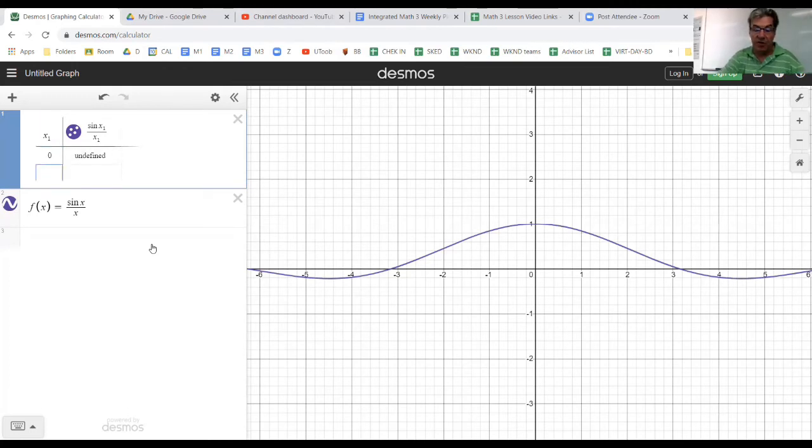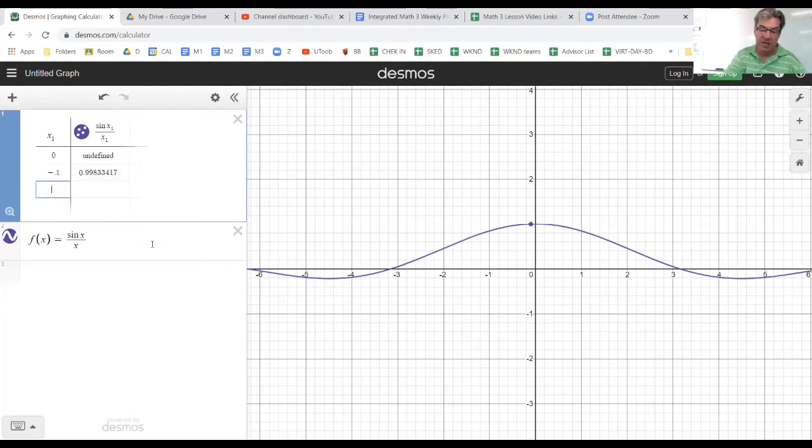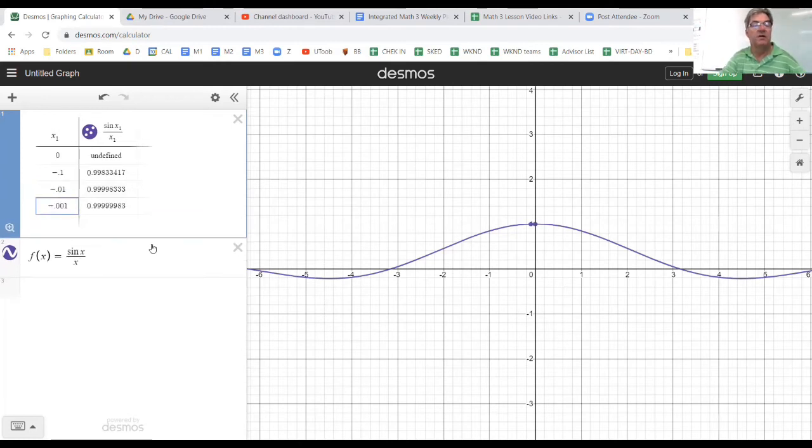So now let's approach from the left, negative 0.1. There's our f of x, negative 0.01. And then finally, negative 0.001. So looks pretty much like we're approaching 1. And I think if you're paying attention and you follow along here, you're going to see that that is indeed what's going on. Let's approach from the right.